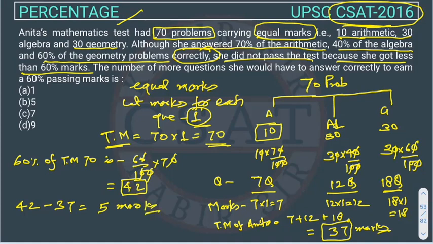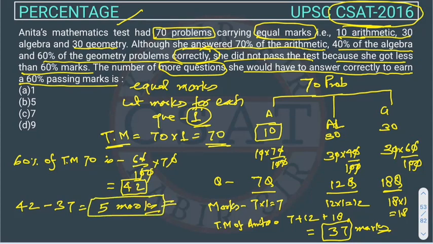Right. Now he is asking the number of more questions she would have to answer correctly to earn the 60% passing marks. So she has to earn 5 marks more to pass the exam. But the question is asking for the more questions she has to solve. So each question has 1 mark. We assumed here that each question has 1 mark. Right.